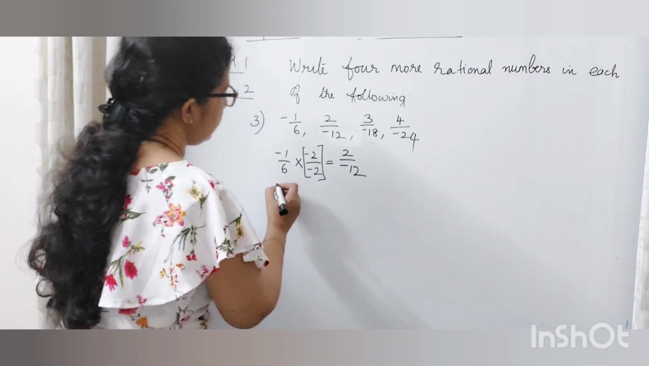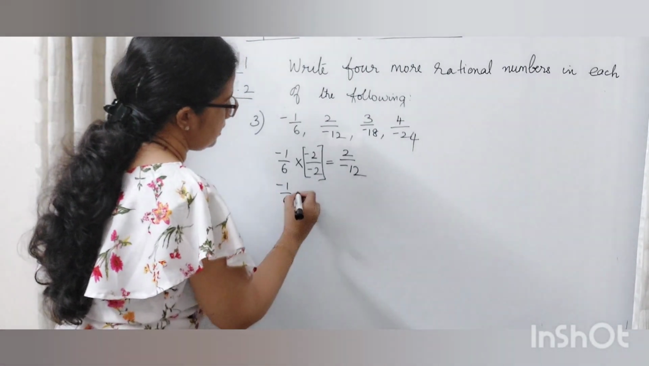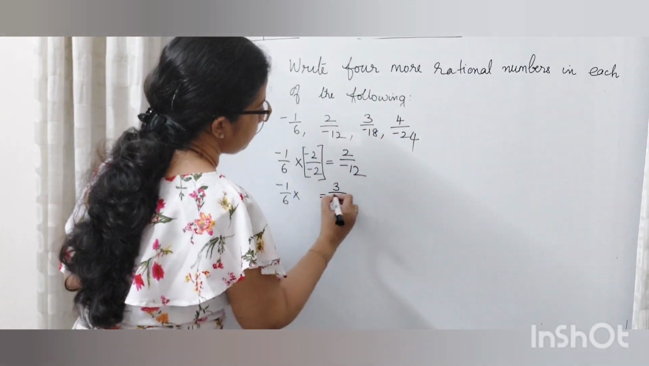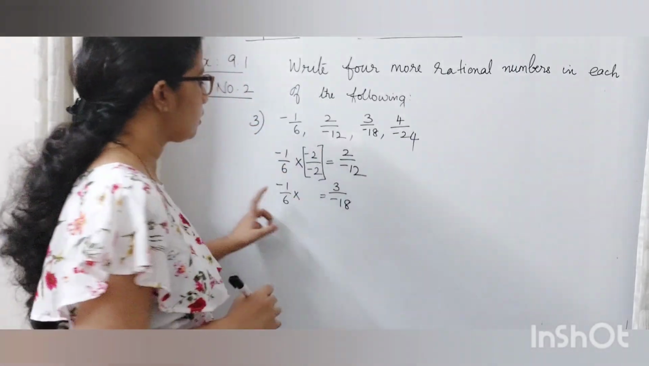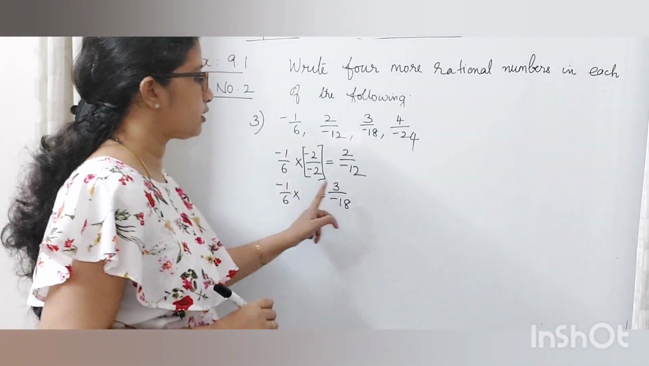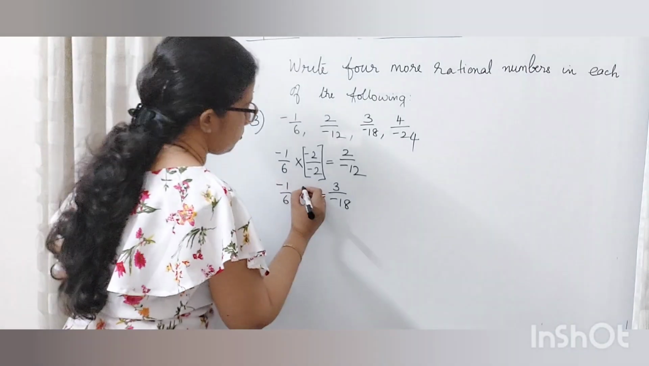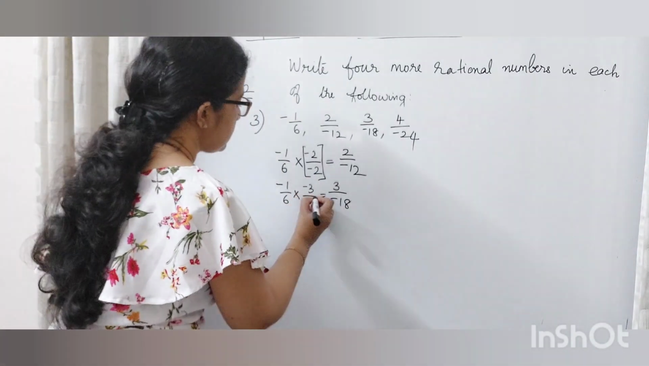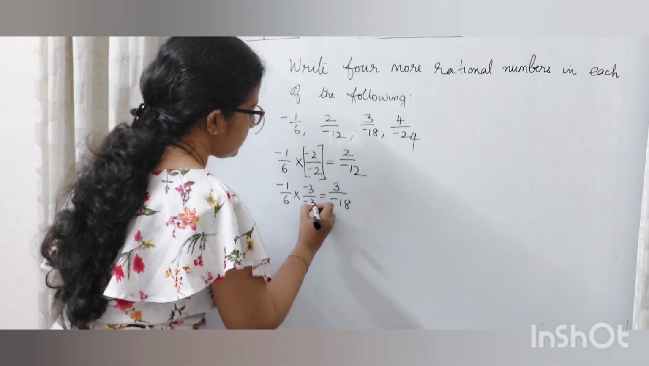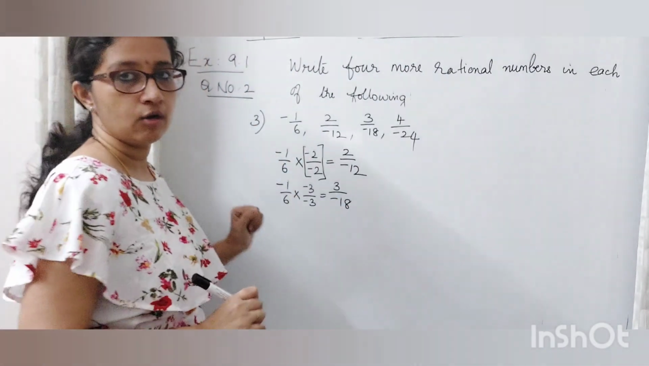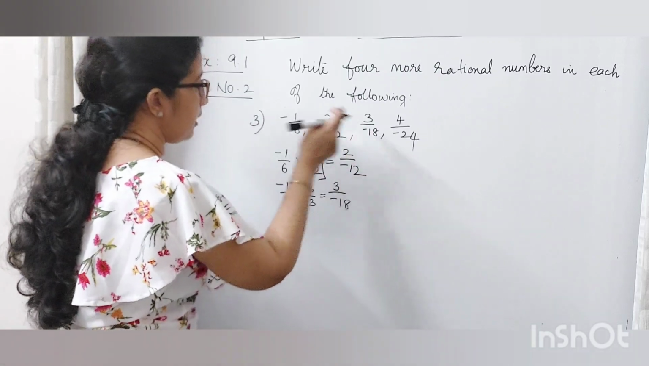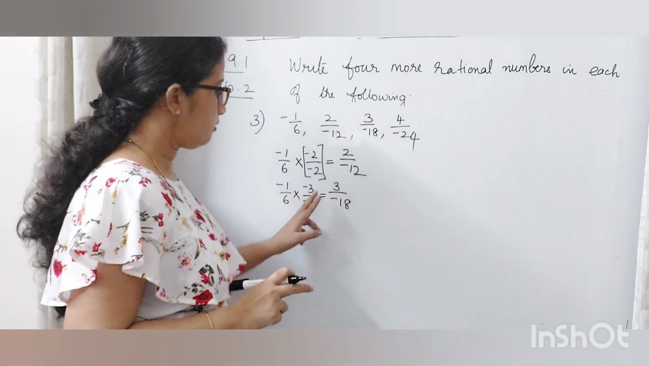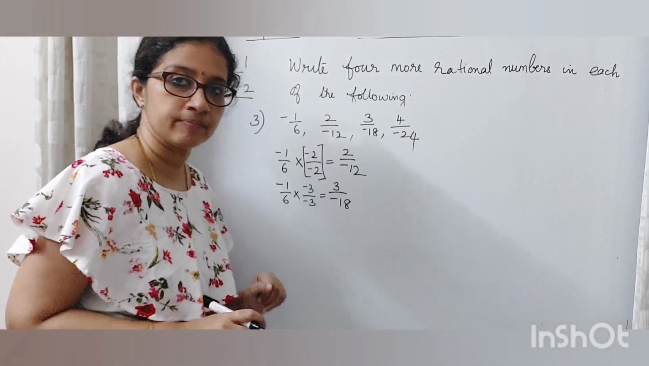Okay, now let's take the next one, -1/6 times what gives the third number, 3/-18. So -1 times what gives 3? -1 times -3 gives you plus 3, correct? Similarly, 6 times -3 gives you -18. Okay, so to get the third number, you have multiplied the first number, that is -1/6, with -3/-3. Okay.